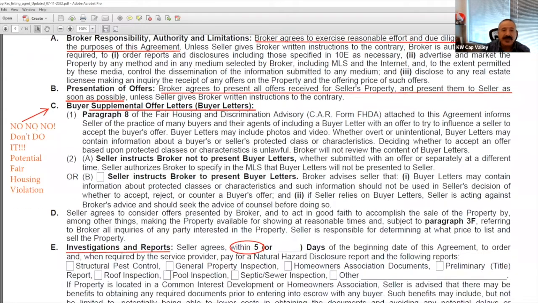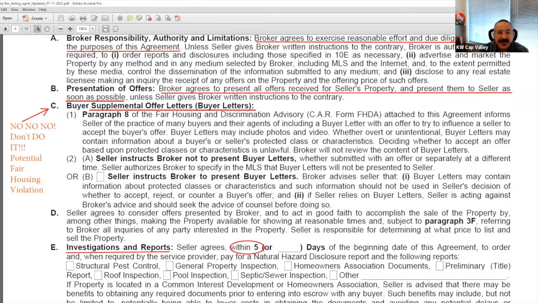And then, remember we talked a little bit earlier when we were going through fair housing, we talked about buyer supplemental offer letters. I'm not going to go into what they are once again, but on this newest version of the listing agreement, after you've explained this to the seller and why the seller should not be reviewing these buyer letters, here is what gives the broker permission, by default, even if they get the buyer letters, not to send them over to the seller to review. And that's the default.